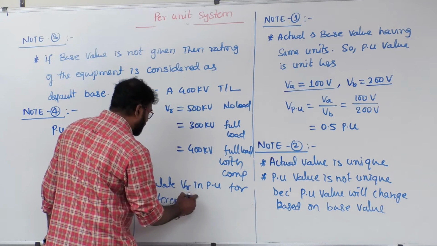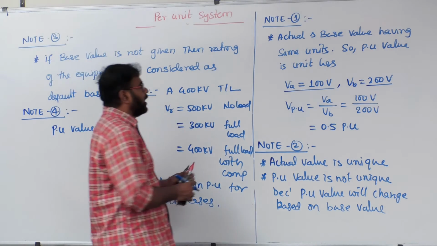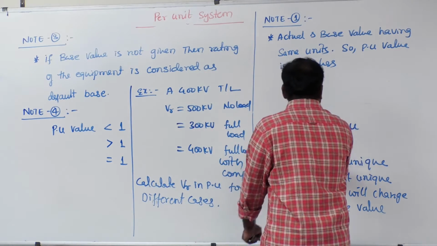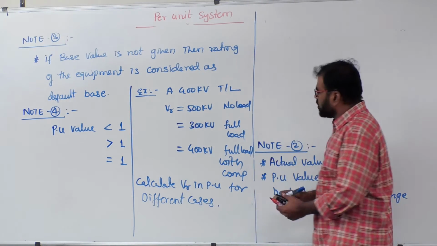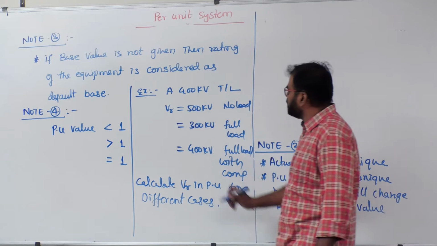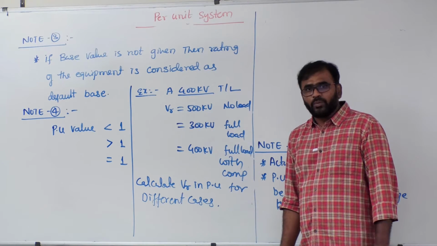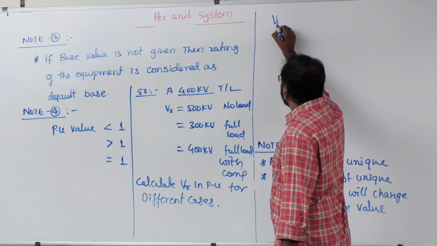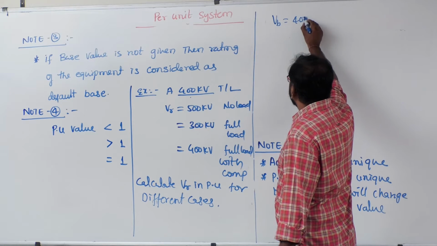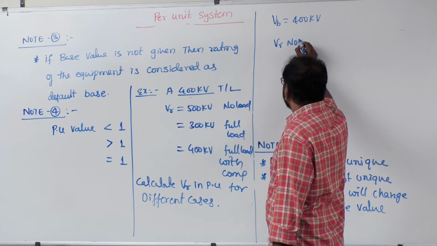That means for all cases we need to calculate the VR in per unit. Now tell me, to solve this problem, does he mention anything about the base quantities? He has not given a base quantity. Just check. He has not given any base quantities. So what is the default base for us? Yes, the rating of the element. See, the rating of the transmission line is 400 kV. So what is the base voltage here to solve this problem? 400 kV.